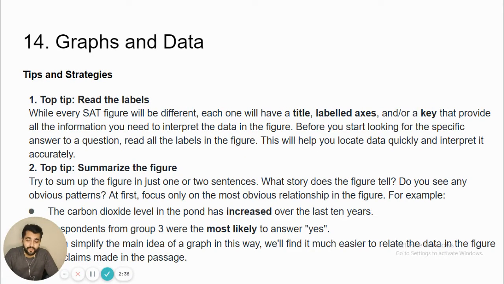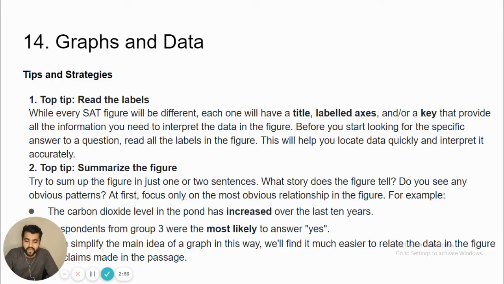So what are the top tips? Number one, read the labels. While every SAT figure will be different, each one will have a title, labeled axis, and/or a key that provide all the information you need to interpret the data in the figure. Before you start looking for the specific answer to a question, read all the labels in the figure. This will help you to locate the data quickly and interpret it accurately.